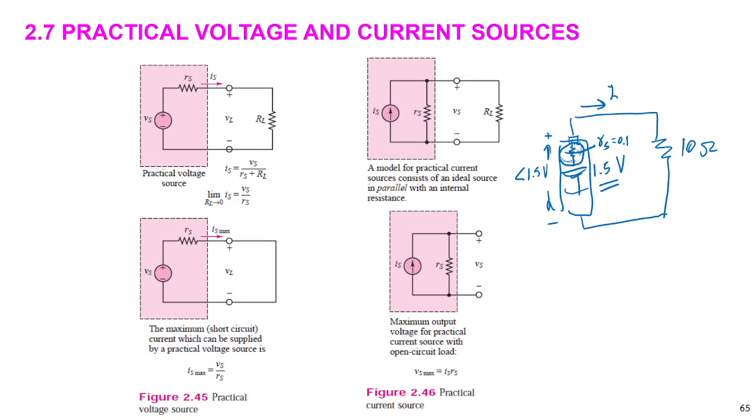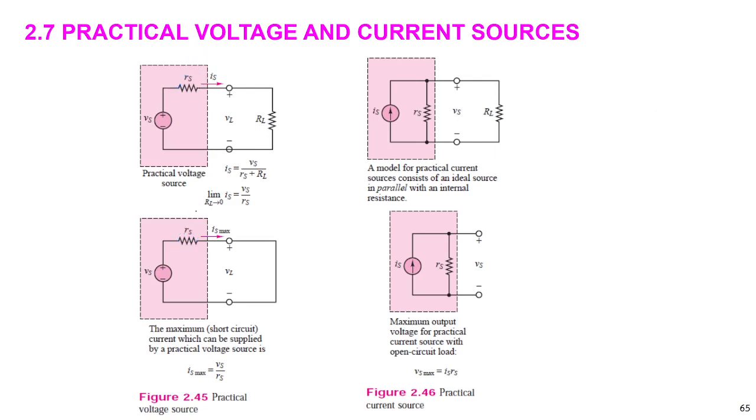If we calculate by considering the internal resistance, this will be just a more detailed calculation. Usually the internal resistance of a practical source is very low, so sometimes we neglect this resistance. Okay, this is a source.